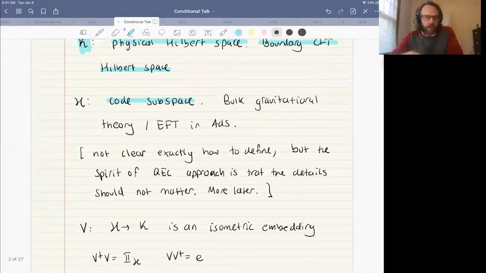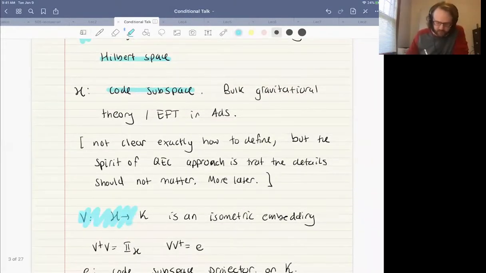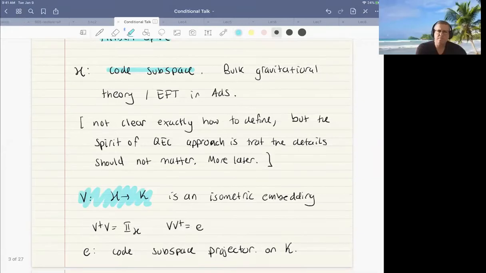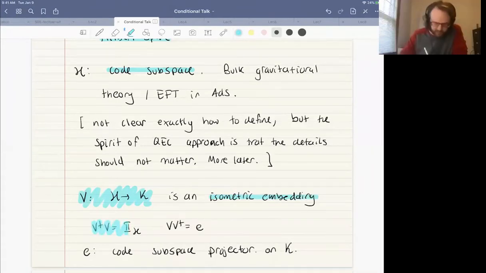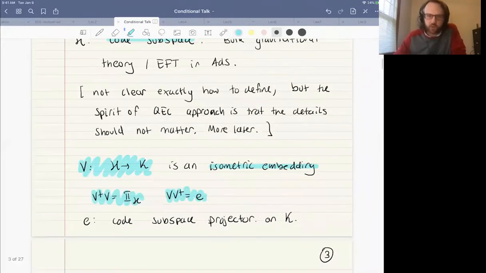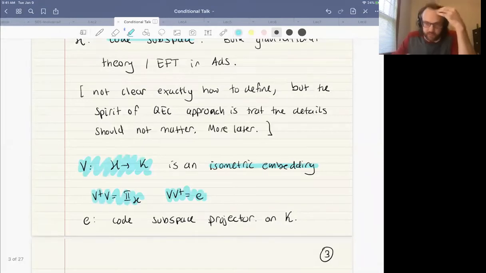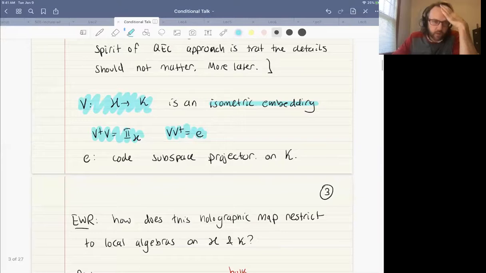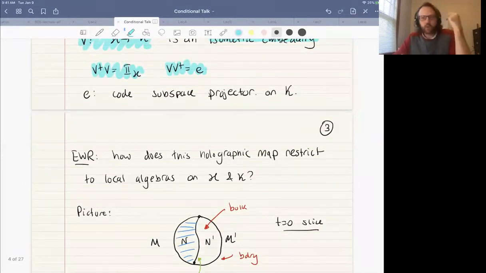And then there's some isometric embedding between these two Hilbert spaces. It satisfies V dagger V is the identity on the code subspace, and VV dagger is a projector, which I'll call E. So E is the code subspace projector. It lives in the physical Hilbert space and projects to the code subspace. Okay, so the question that entanglement reconstruction tries to address is how does this map, this isometric embedding, restrict to local algebras on these two Hilbert spaces?